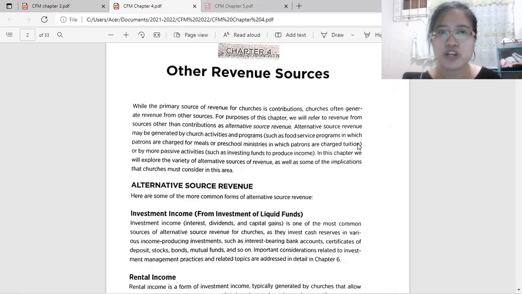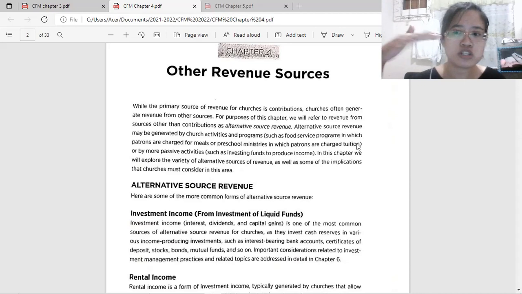All right. So earlier in the previous chapter, Chapter 3, I forgot to expound on a few subtopics, so I'll try to discuss them. First one is about the tax exemption of churches. I'm not sure about the other countries, but in the Philippines, churches can apply for tax exemption, meaning the income that they generate or that they receive from contributions will not be subjected to income tax.